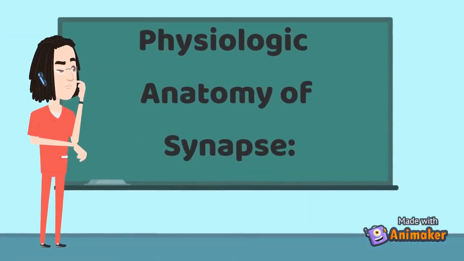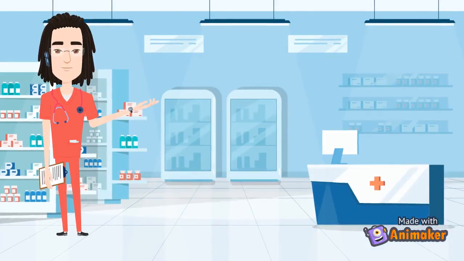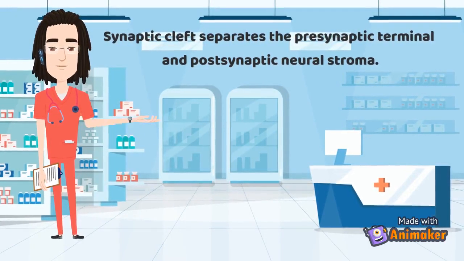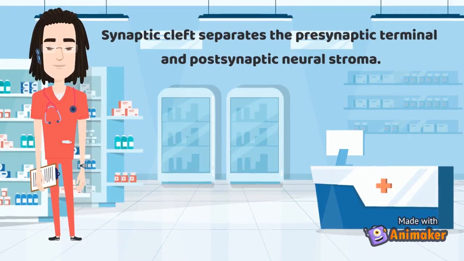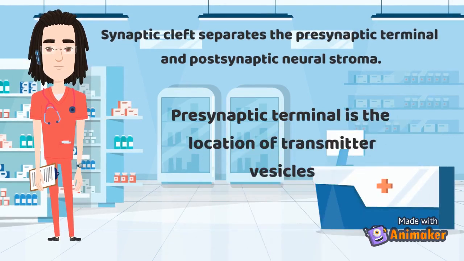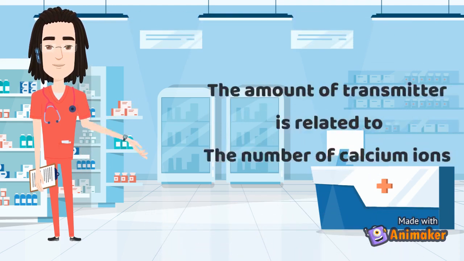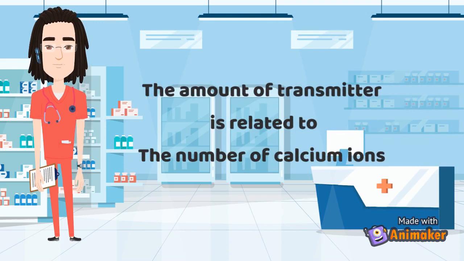Physiological anatomy of synapses. Synaptic cleft separates the presynaptic terminal and the postsynaptic neural stroma. Presynaptic terminal is the location of transmitter vesicles. It contains transmitter chemicals that excite or inhibit postsynaptic neural functions. Action potential initiates the release of transmitters with the help of the voltage-gated calcium channels. The amount of transmitter released is directly related to the number of calcium ions that enter the terminal.